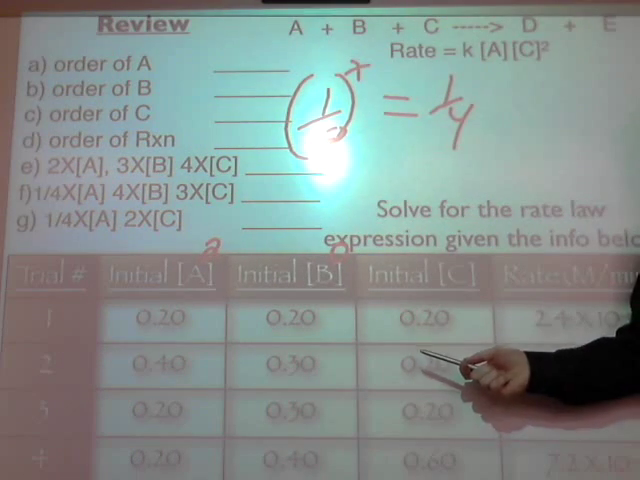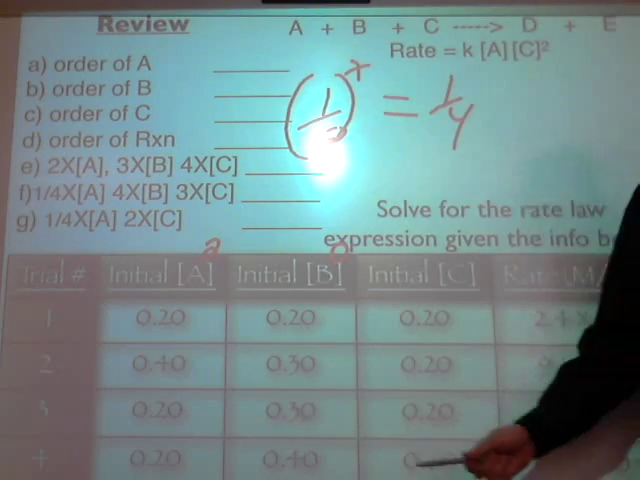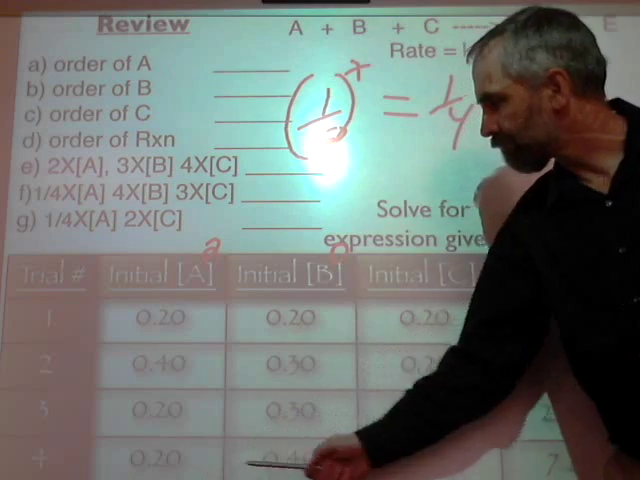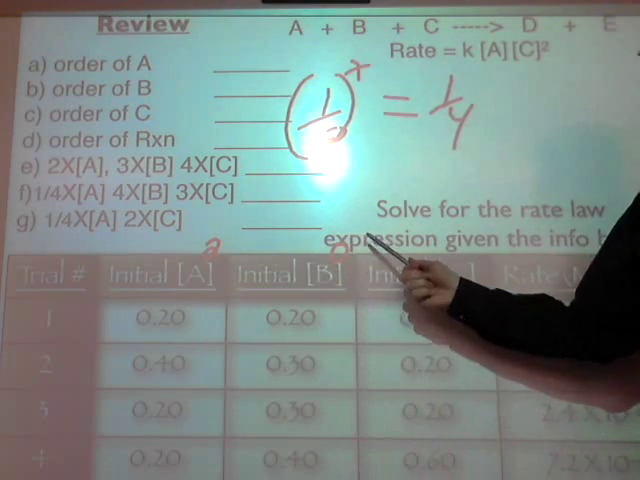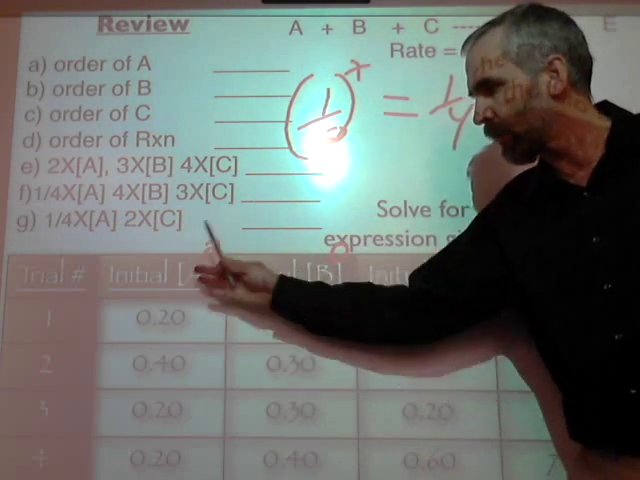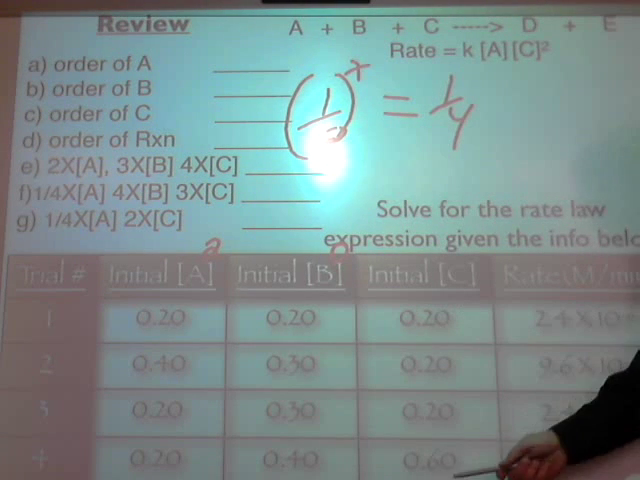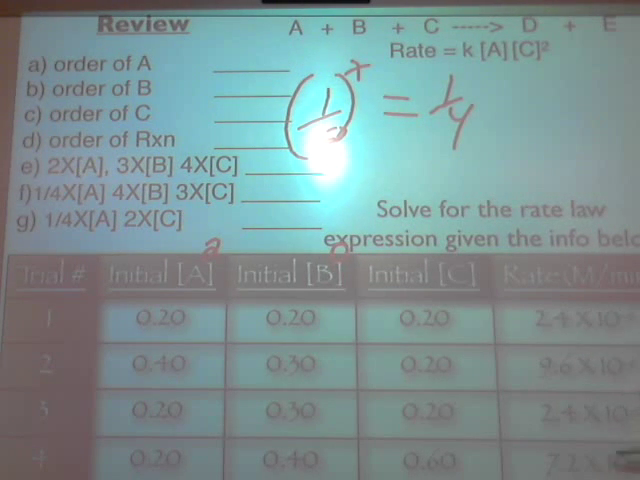Let's just take a look. Since I know B is 0 order, let's take the look between trials 1 and 4. A stays the same. I don't care that B changes because it's 0 order. So neither of them has any effect on the reaction rate. This one triples. It goes from 0.2 to 0.6. This one triples. It goes from 2.4 to 7.2.